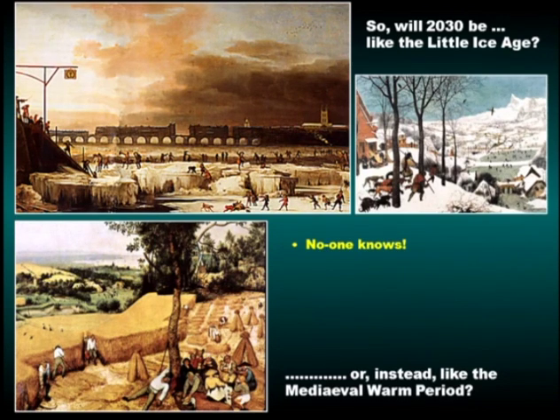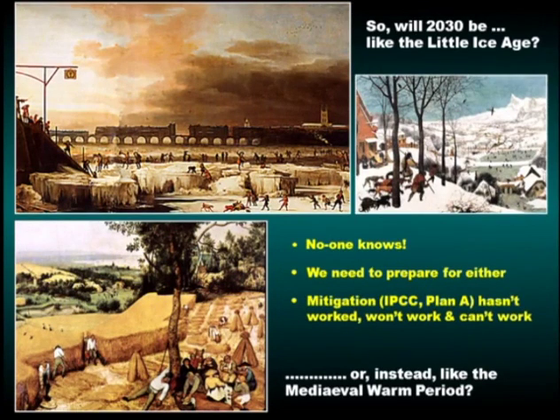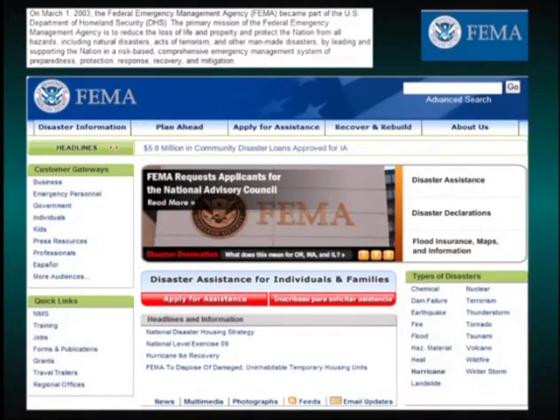Lots of scientists can get up here and give you reasons why they think one or the other might happen, but nobody actually knows. It's a no-brainer. Even an Australian can work out in that situation, you have to prepare for either. Mitigation, the IPCC Plan A, hasn't worked, it won't work, and it can't work. What is Plan B? Plan B has to be preparation for and adaptation to all extreme climatic events.